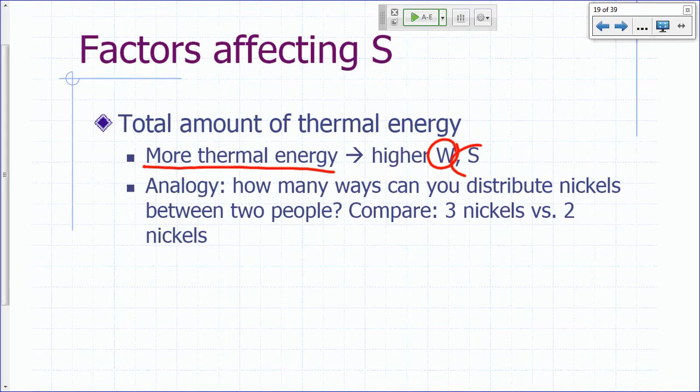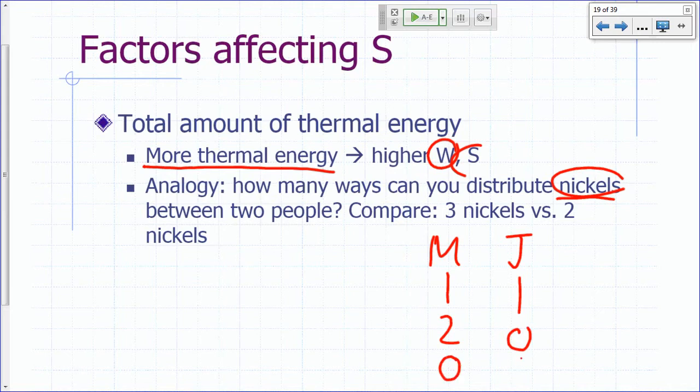Let's say energy is money. I'm distributing energy, so I'm distributing money. I'm going to distribute nickels between two people, Michelle and Jessica. First, I have 2 nickels to distribute between you two. How many ways can I distribute 2 nickels between you two? You each get 1, or Michelle gets 2 and Jessica gets none, or Michelle gets none and Jessica gets 2. That's 3 ways, right? But what if I have 3 nickels?